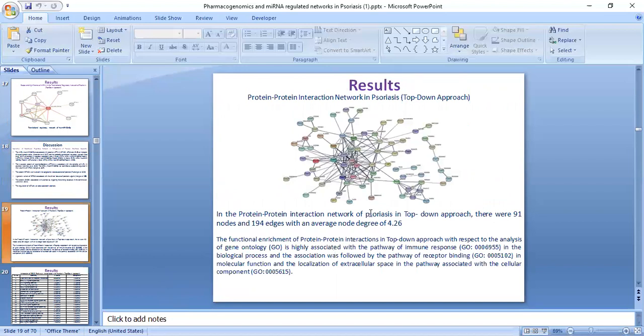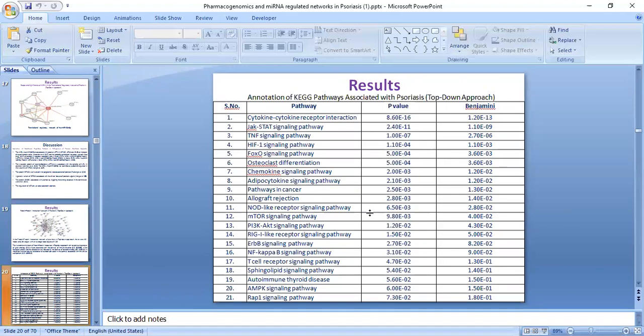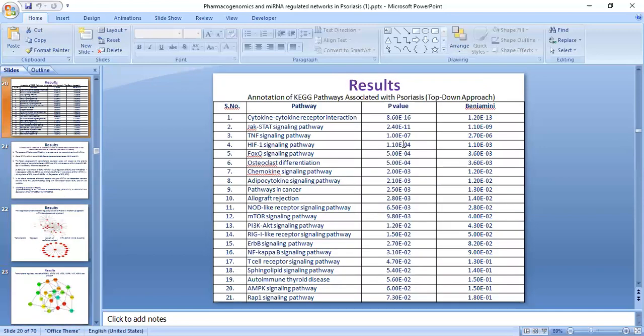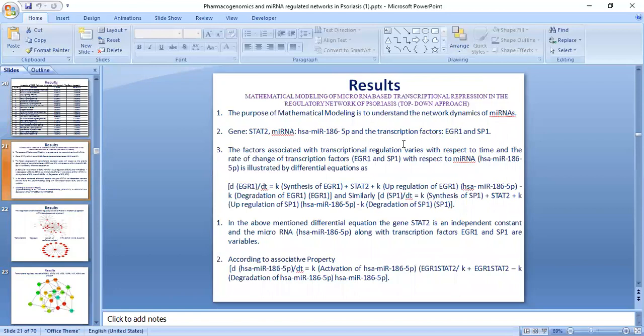With respect to protein-protein interactions, I've looked for the proteins associated with the transcription factors. The only difference between a normal protein and a transcription factor is the DNA binding motif. And these are the pathway associations, and this pathway is highly significant. That is the cytokine chemokine receptor interaction. And these are the results of the network.